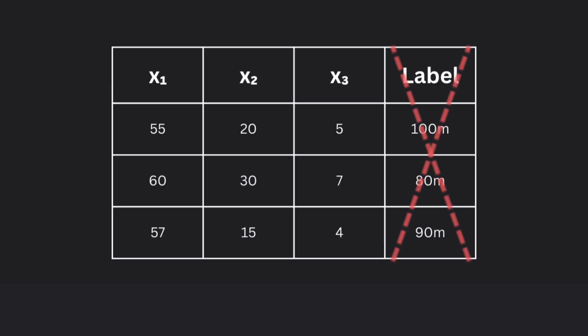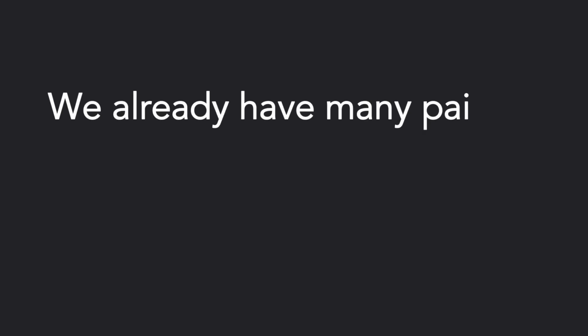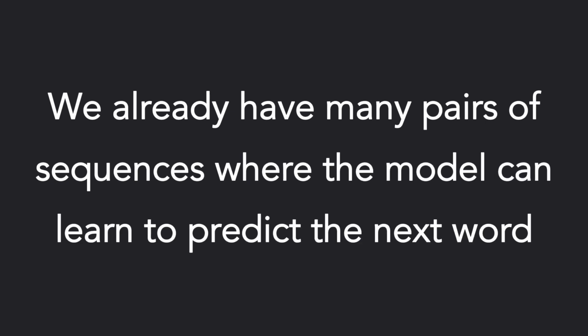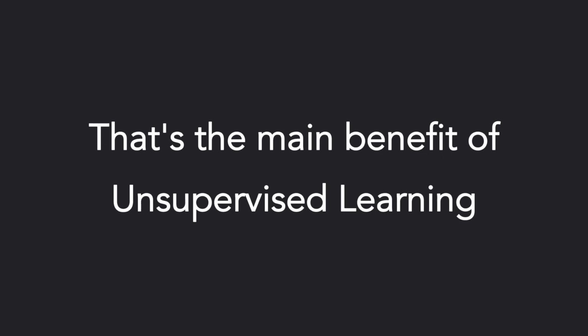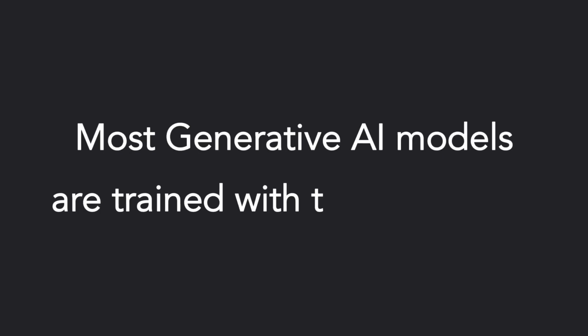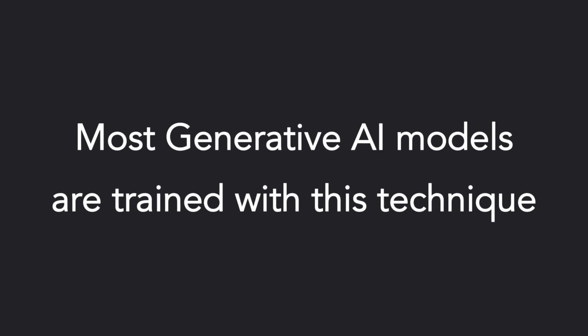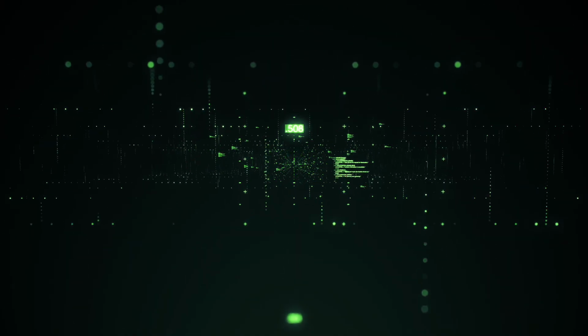We don't have to label any of the data points. We already have many sequences where the model can learn to predict the next word. That's the main benefit of unsupervised learning. Most Gen AI models are trained with this technique, since training on large amounts of data is much easier.